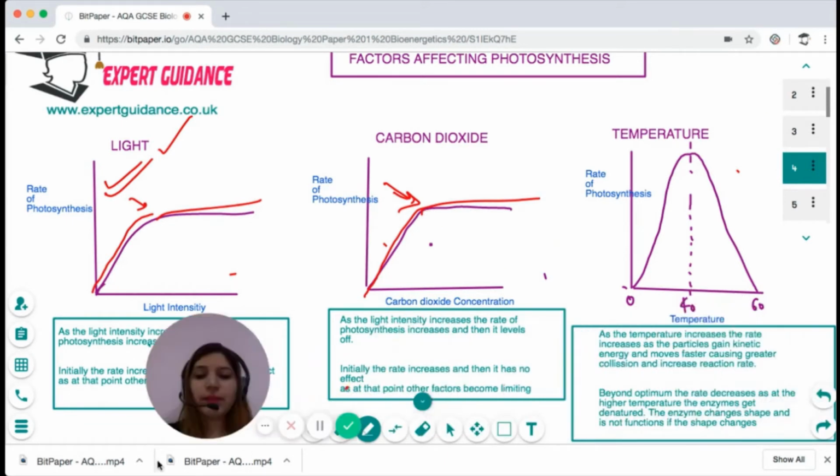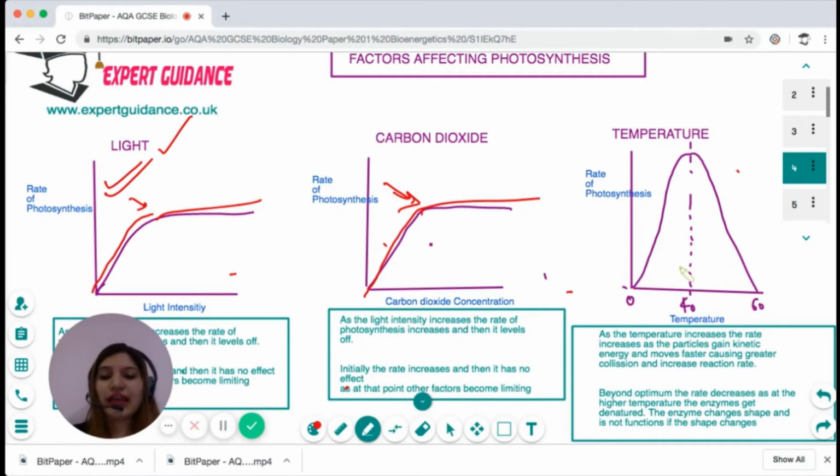Now, for the temperature, the graph looks a little different, and you need to remember this graph and explain this graph. As the temperature increases, as per chemistry, the particles gain more kinetic energy, they collide more, increasing the rate of reaction. And that's what we can easily see from the graph: as the temperature is increasing, the rate of photosynthesis is increasing.